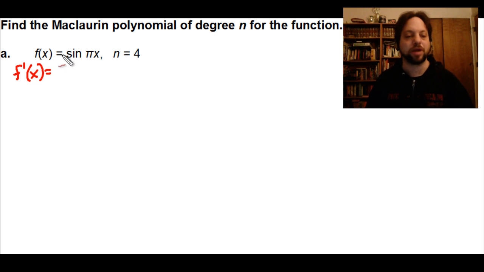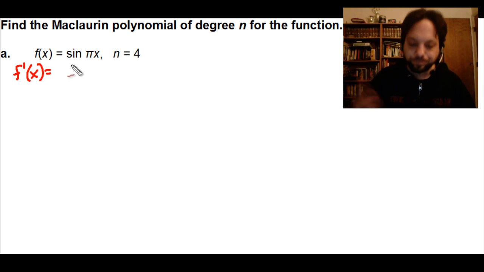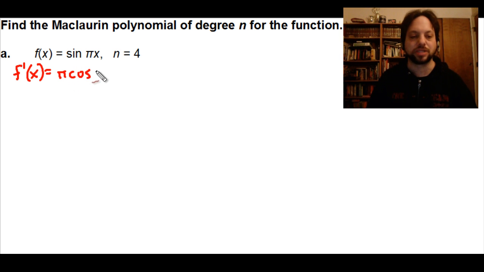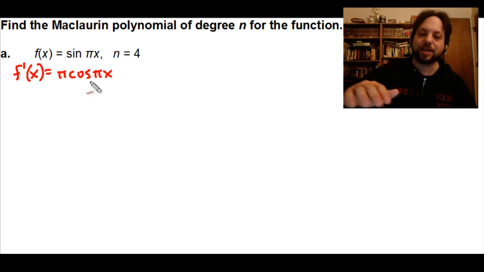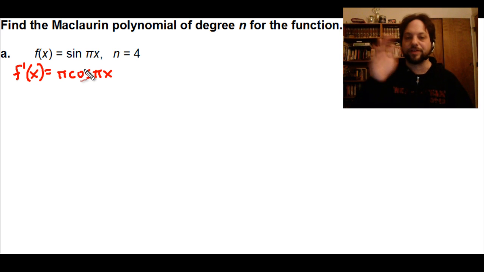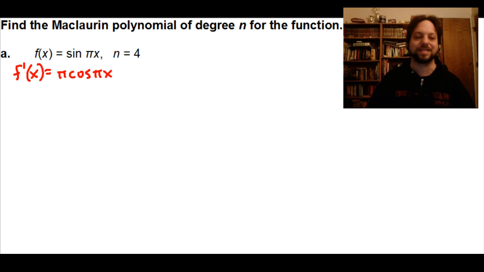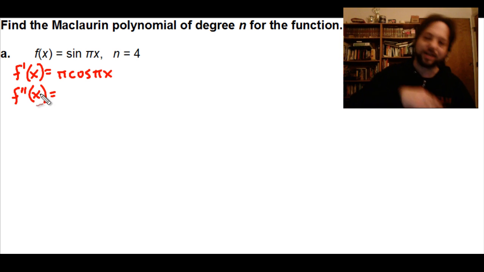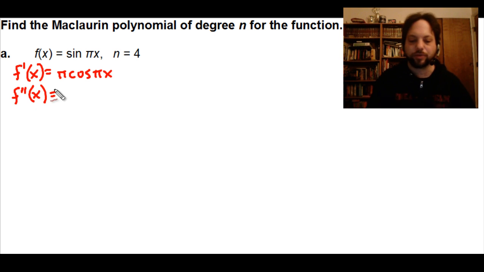If we want to find f prime of x, what's the derivative of sine pi x? Well, clearly that's going to be pi times the cosine of pi x. Now, we'll come back later and evaluate this at 0, because after all, if you look at the definition of a Maclaurin polynomial, all the derivatives are evaluated at 0. So we'll come back to that in just a moment. I like to find all the derivatives first myself, just because once I'm in the groove, I like to stay in the groove.